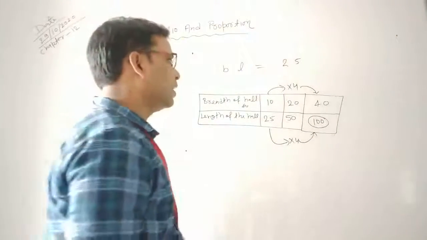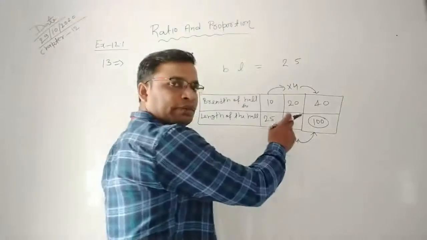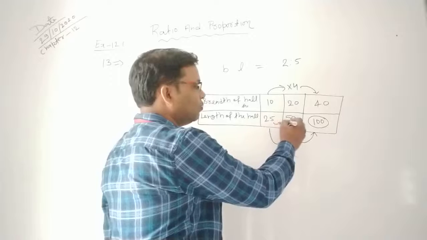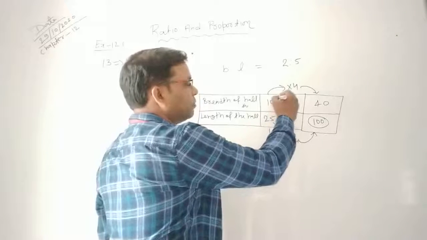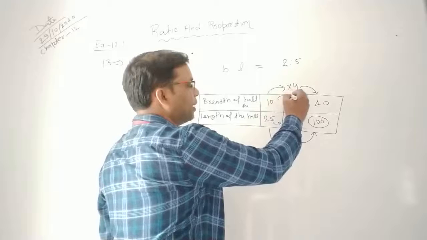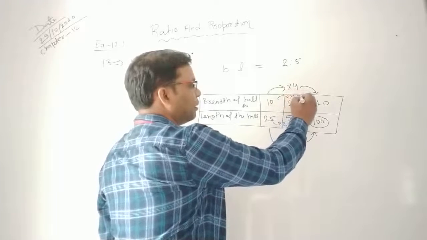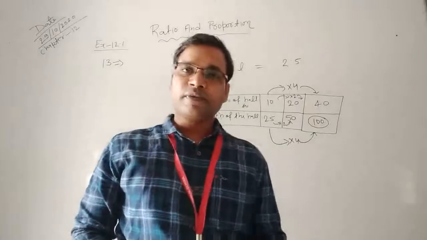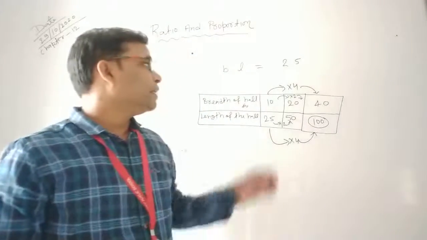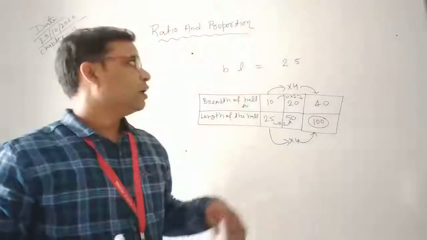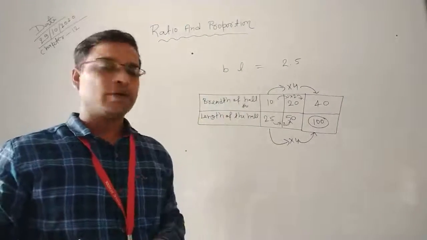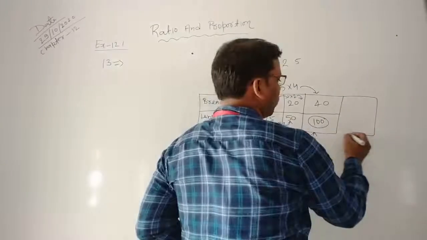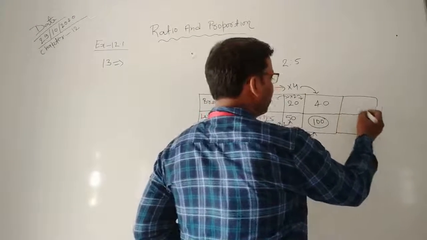You can see here, in this case 50 is given. If you multiply 25 by 2, then we obtain 50. Similarly, we multiply 10 by 2, then we obtain 20. And the ratio of breadth and length of the hull is given as 2:5.